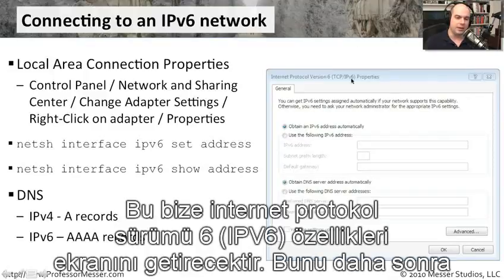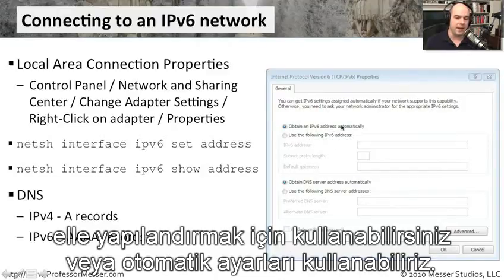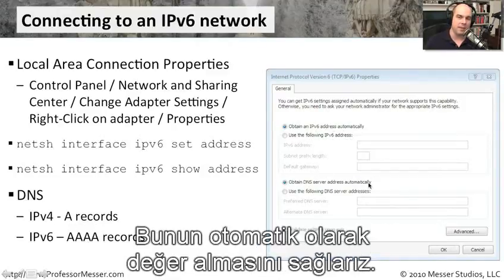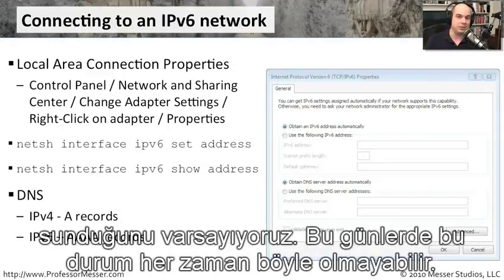It brings up this Internet Protocol version 6 properties screen that you could then use to configure manually the IPv6 address and the DNS server address you'd like to use, or you can use the automatic settings and have those retrieved automatically, assuming, of course, that you have technology in place to provide you with an automatic IPv6 address, which these days isn't always the case.